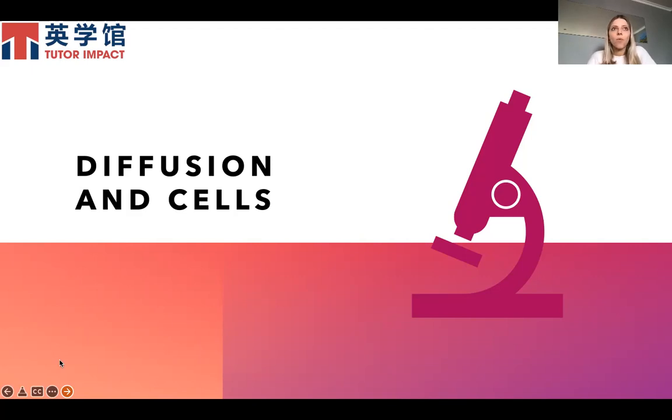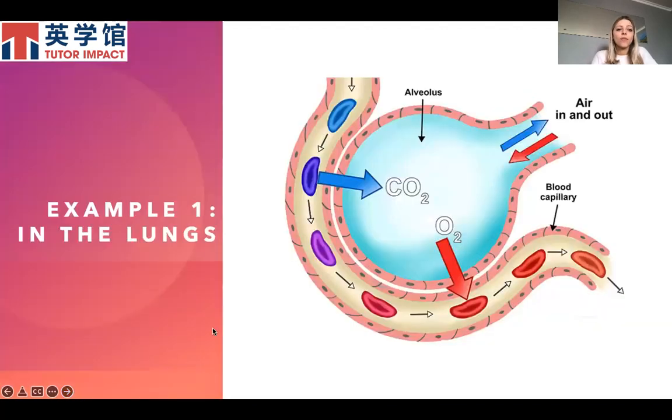You might be wondering where this takes place, and we're going to discuss two brief examples of diffusion. The first example is diffusion in the lungs. And you can see here on this diagram on the right, we have an alveolus. So the lung is filled with loads of these little sacs called alveoli, and we're looking at just one of these here. And this is a really good example of diffusion taking place in the body.